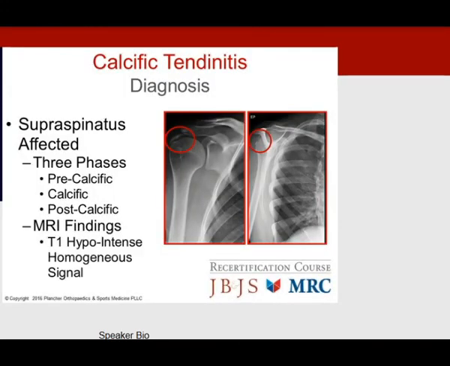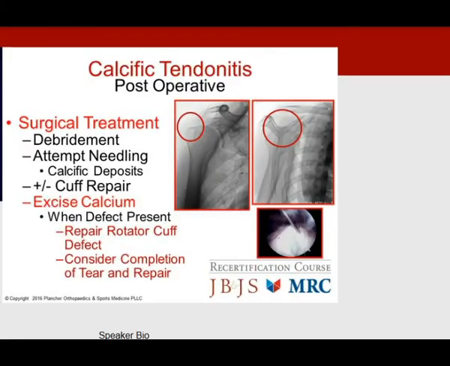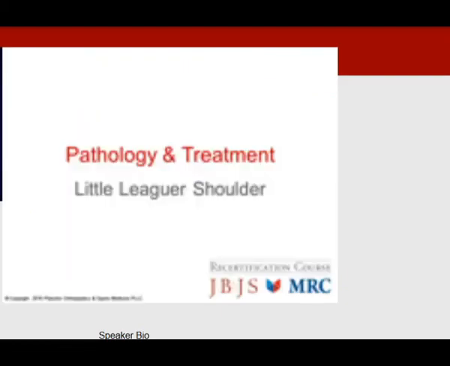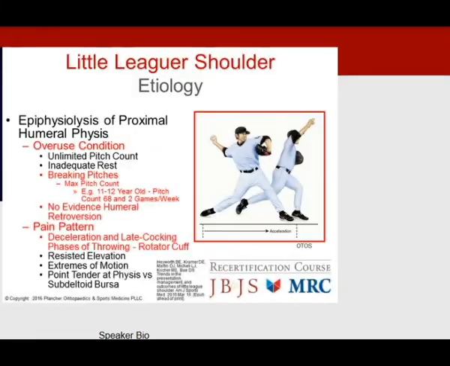Calcific tendinitis has 3 phases: pre-calcific, calcific, and post-calcific, and can be detected here as seen on the MRI in a T1 hypointense homogeneous signal. You can take this out with surgical treatment. If not treated non-operatively, you can attempt to needle it. But if you do excise it and you have a defect present in the rotator cuff, you must repair this and consider completion of the tear and an excellent repair so that patients don't have weakness after treating the calcific tendinitis postoperatively.